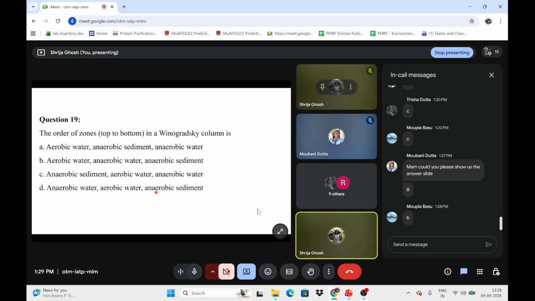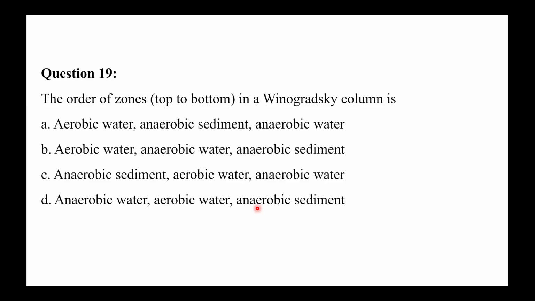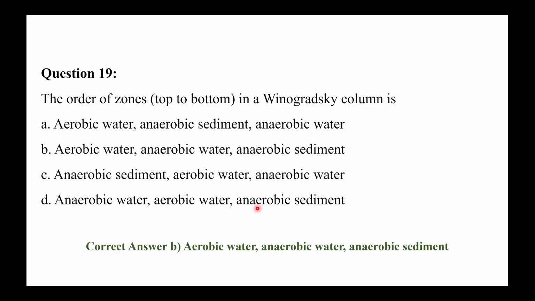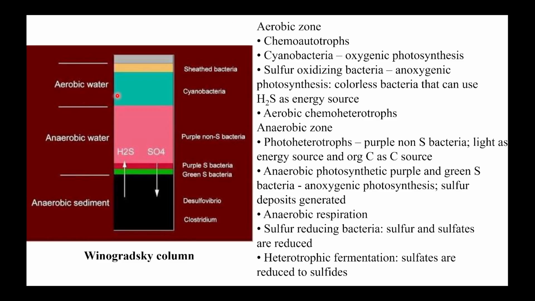Okay, let's see the correct answer. So the two of you who are saying option B, you are correct. The topmost layer is the aerobic water, then comes the anaerobic water, and finally the anaerobic sediment. So this is how the Vinogradsky column is set up. It is set up to mimic the pond ecosystem.